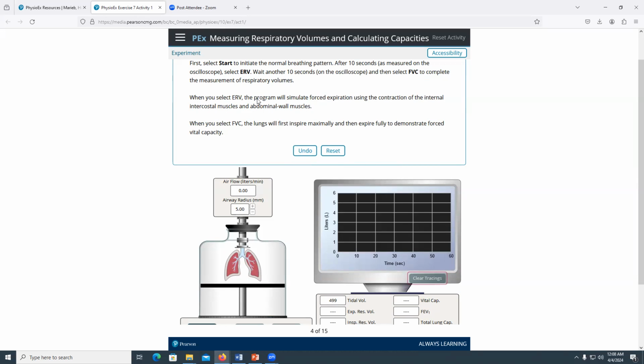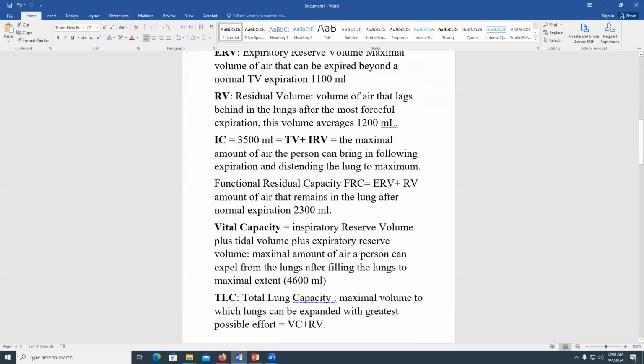When you select the ERV, the program will simulate forced expiration using the contraction of the intercostal muscles and abdominal walls. And when you select the FVC, forced vital capacity, the lungs will first inspire maximally. Let's go to FVC, the forced vital capacity.